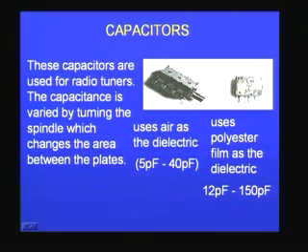I have shown some more variable capacitors here. This is a ganged capacitor. In the olden days, radios made use of these things. This is also a variable capacitor with a polyester film used as a dielectric. The variation is about 12 picofarad to 150 picofarad, very large values you can change.